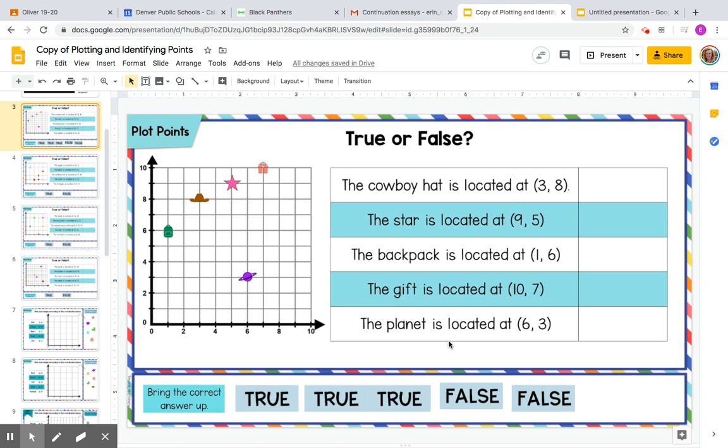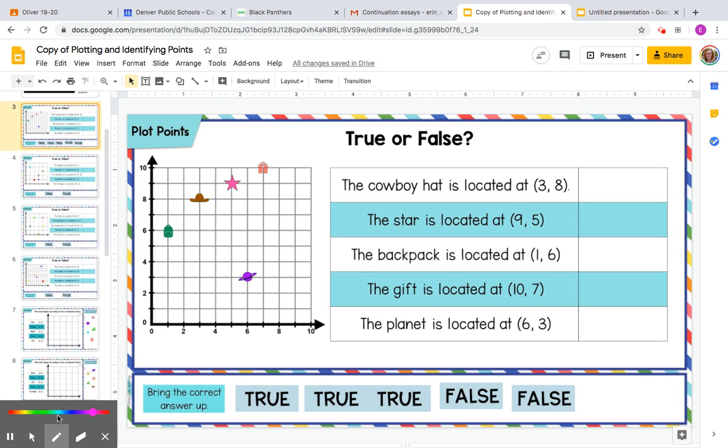A lot of you guys did an incredible job yesterday on your coordinate plane practice. We had a bunch of different coordinate planes, a bunch of different shapes, and we had to figure out these statements, whether they were true or false. So let's take a look at our coordinate plane.